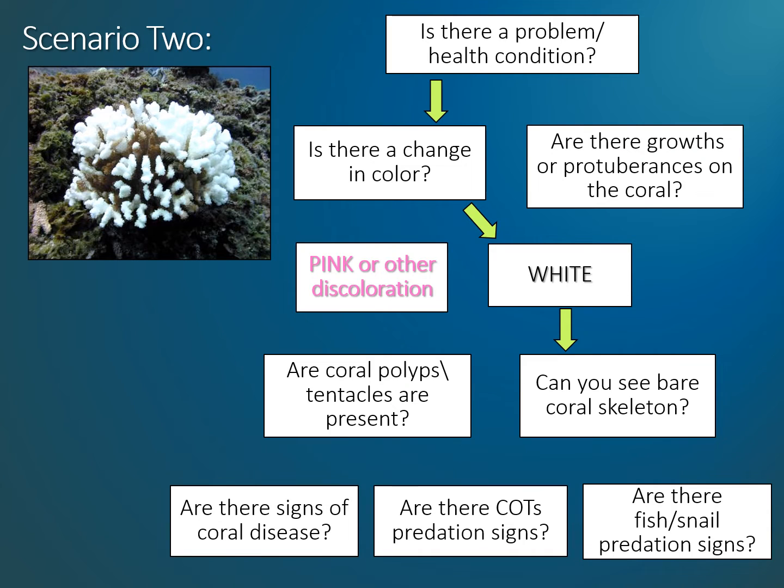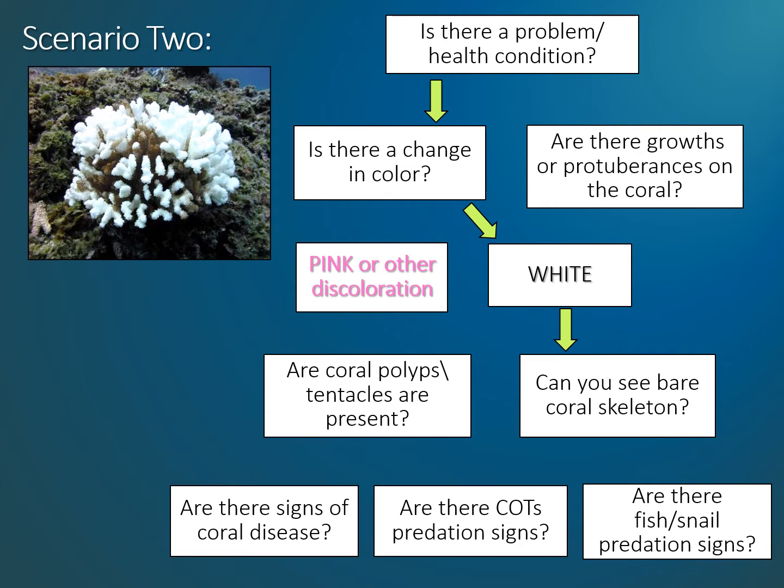In scenario 2, you come across a coral that is mostly white, and upon close observation, you can see bare skeleton on the colony. From there, you have 3 additional questions to ask. 1. Are there signs of coral disease? 2. Are there crown of thorns sea star predation signs? Or 3. Are there fish or snail predation signs?